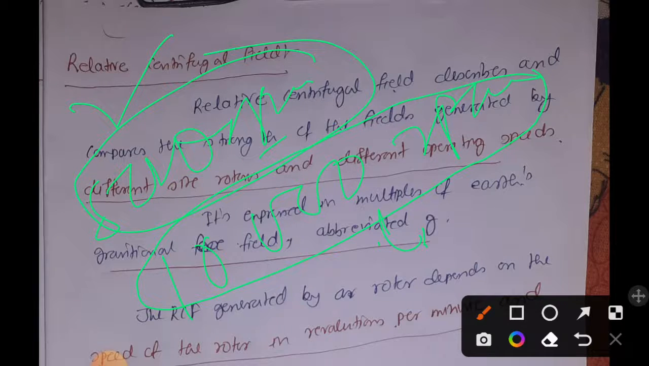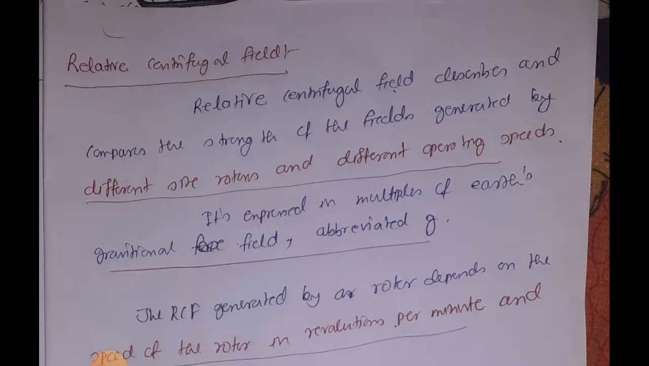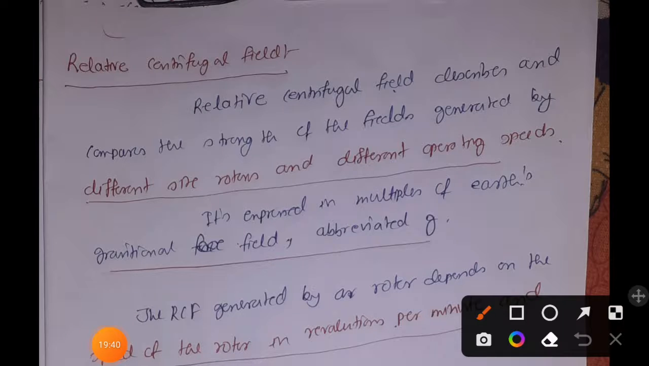That is why the term relative is attached to the centrifugal field, because it totally depends on the type of rotor we are using and the experimental condition, right? That means at what operating speed we are working. So relative centrifugal field describes and compares the strength of the field generated by different sizes of rotor and different operating speeds.